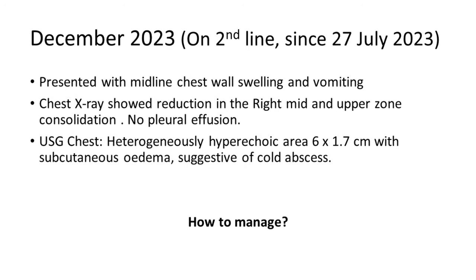Now, in December 2023, when he was almost 5 months on second-line treatment, he presented with midline chest wall swelling and vomiting. Chest X-ray was ordered immediately, but it showed no pleural effusion, and there was reduction in the consolidation as well. We do follow up monthly, and in between, the child was doing well. Now, USG chest was suggestive of a cold abscess, around 6 into 1.7 centimeters in size.